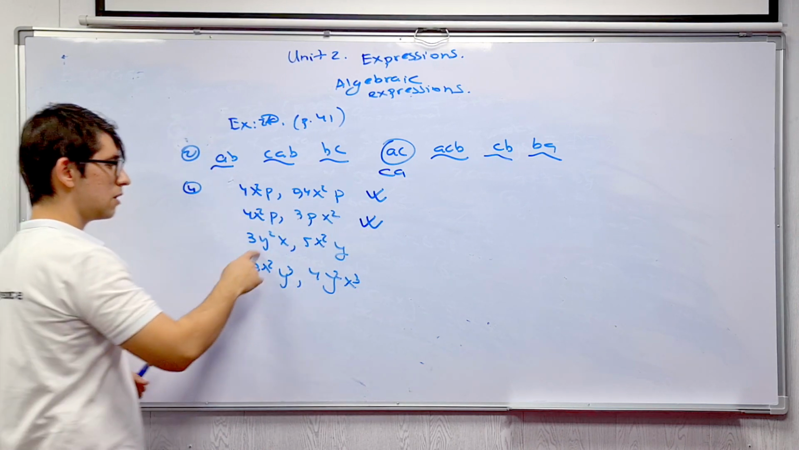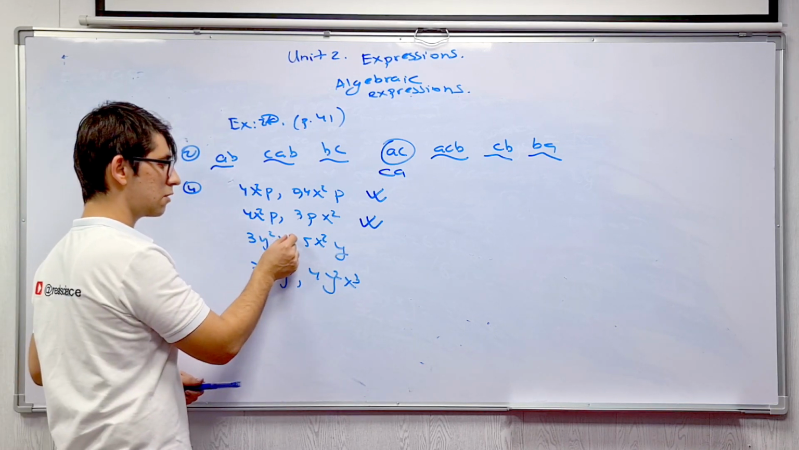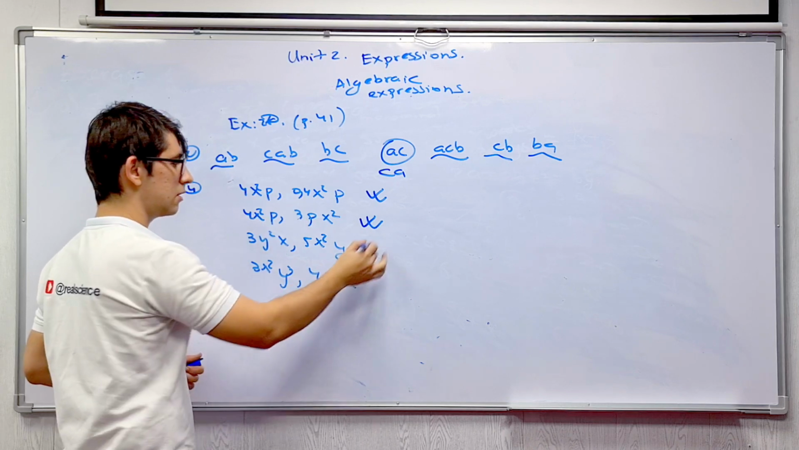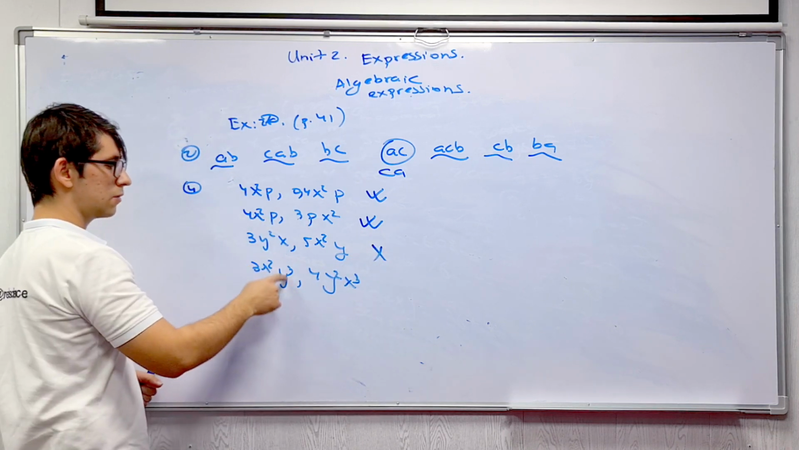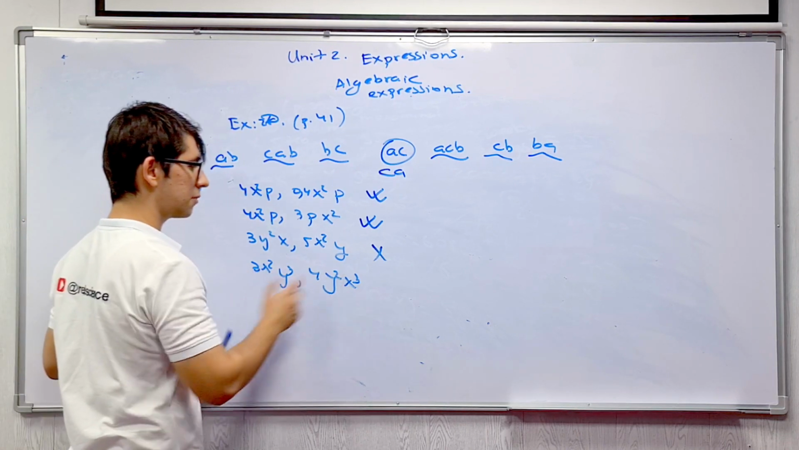Y squared x, x squared y. No. If you are putting the square on x, it is different, right? So no. X squared y cubed, y squared x cubed. No. They are changing their properties, right?